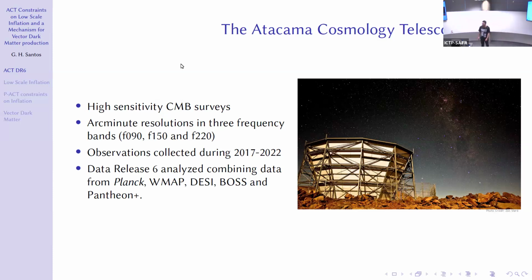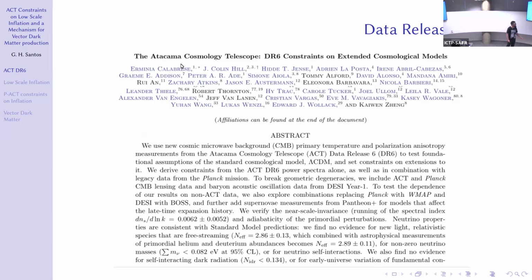So this data release 6 has been published with combined analysis of data from the Planck Telescope, the WMAP project, DESI, BOSS, and Pantheon Plus. So they use several different experiments to examine what they have from the CMB. And this is the paper that I'm referring to. They also have released a companion paper, which also analyzes other things about the power spectrum. We're going to use data from both. I have shortened the list of collaborators. The list is actually much larger than that. But don't worry about this abstract. I'm going to give you the most important results.